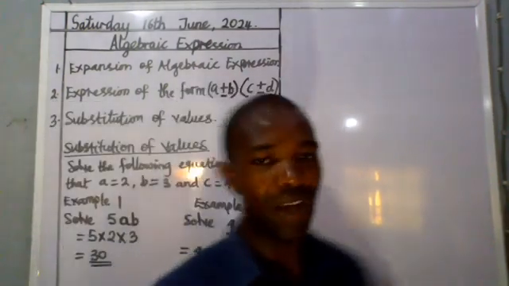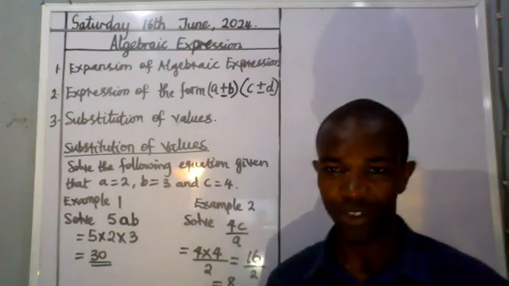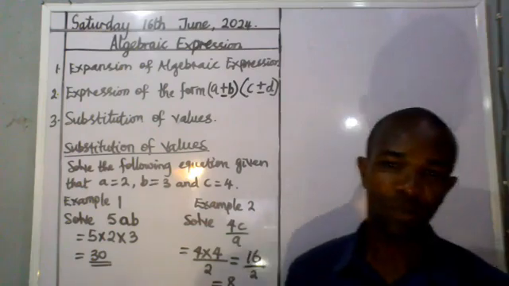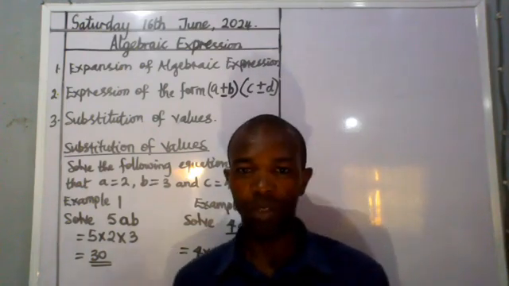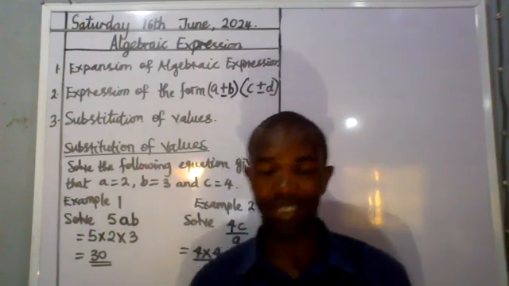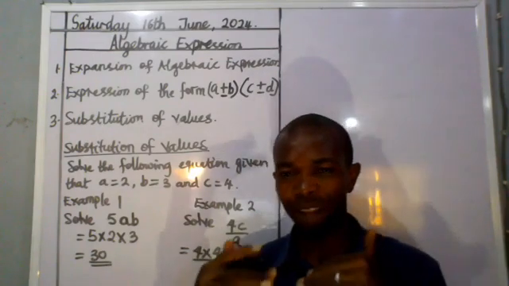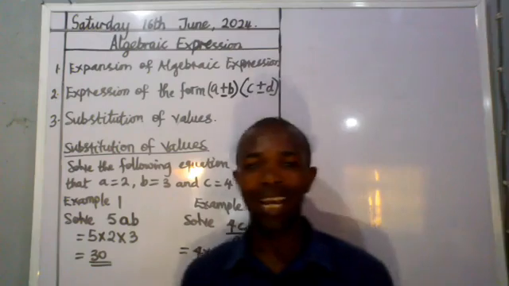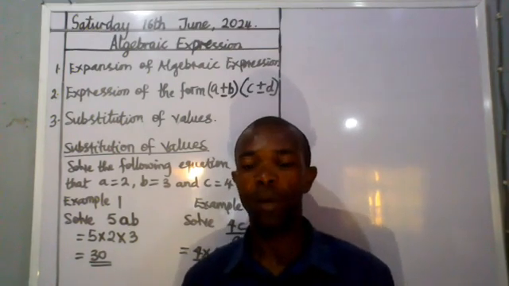So these are ways of solving algebraic expression, using expansion of algebraic expression, using the expression of the form (a plus or minus b) multiplied by (c plus or minus d) in bracket, and the third one, substitution of values. If you apply this method in solving your algebraic expression, I can assure you, you're going to have your full marks and you're not going to have any problems.